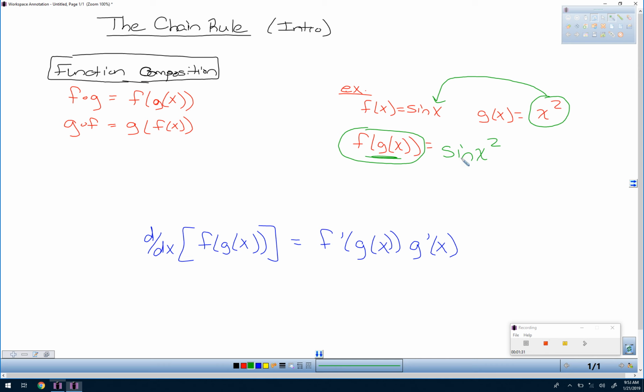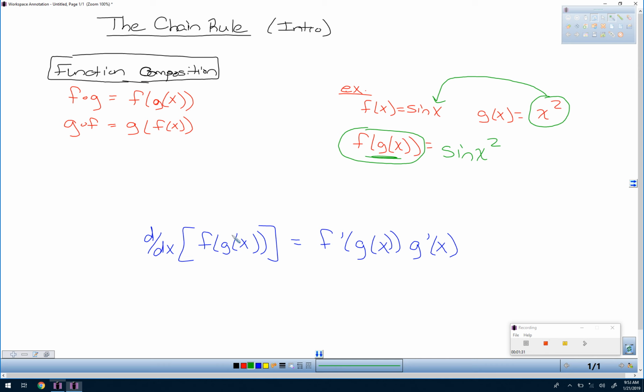The question remains, in terms of calculus, how would you take the derivative of such a function? The only rules we've learned thus far are basic rules, like the derivative of sine is cosine, or the derivative of x squared is 2x. We haven't had a technique for finding the derivative of a composition of functions. And this is how you do it: the derivative of f of g of x.